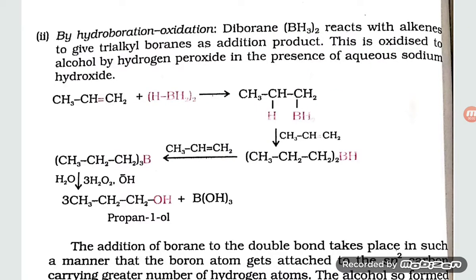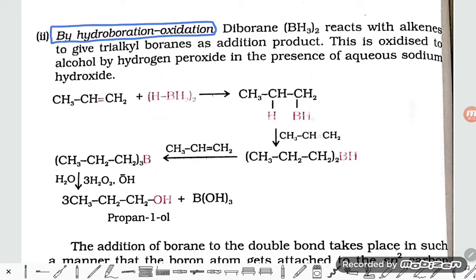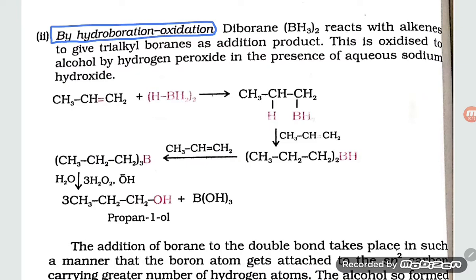Hello students, now let us see the next method of preparation, that is by hydroboration oxidation. This is quite important method, students, for preparation of 1 degree alcohols. Let us see. So first of all, what is happening, student?